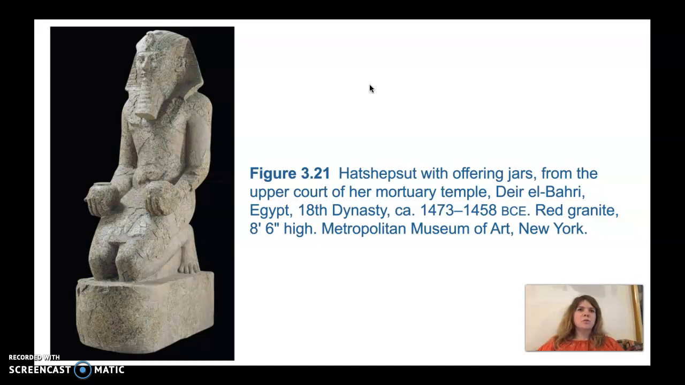So at the beginning of her reign, she would depict herself as a female. She was very curvilinear. She was very curvy. But later on in her rule, she kept going more and more masculine until her representations were male in all of the sculptures and everything that represented her in her later reign.